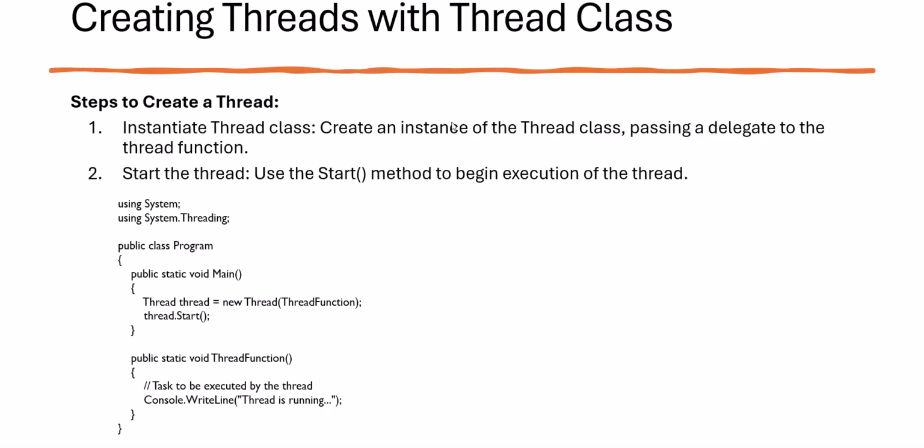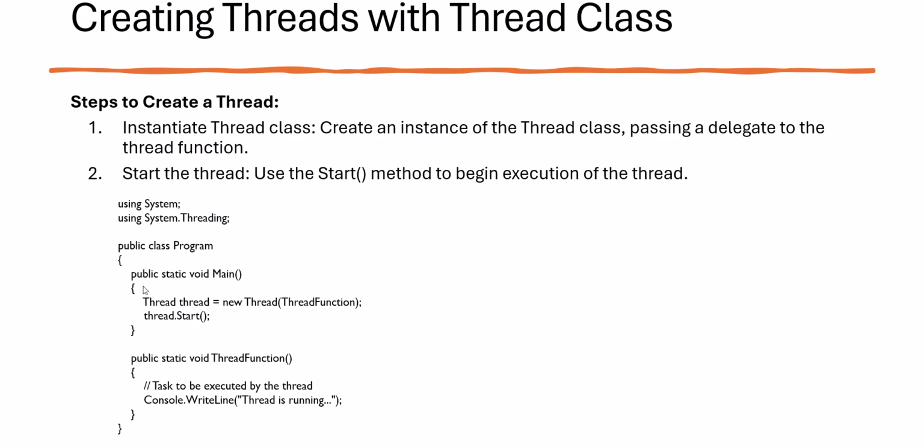In C Sharp, we have the Thread class, which comes under the System.Threading namespace and which we use to create our threads. There are two steps to create threads. One is creating the object of the Thread class, or we can say instantiate the Thread class. Here we create an instance of the Thread class, passing the delegate to the thread function. This is the first step. The next step is, once we create a Thread class object, we start the thread. The Thread class has a Start method to begin the execution of the thread.